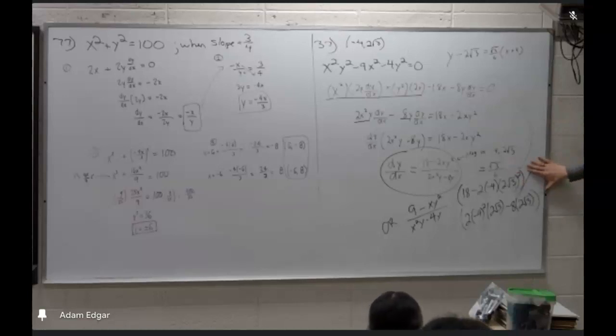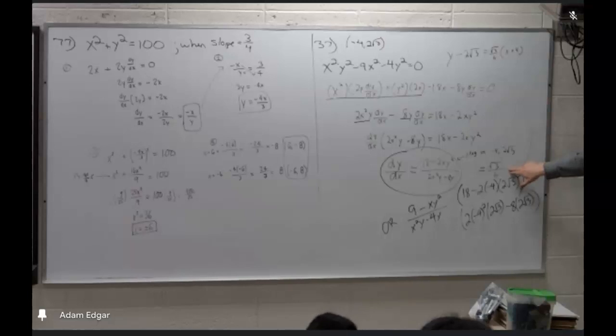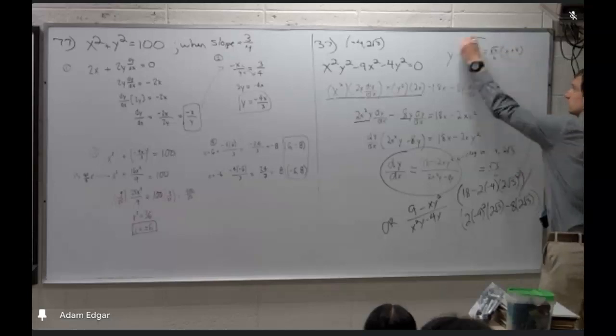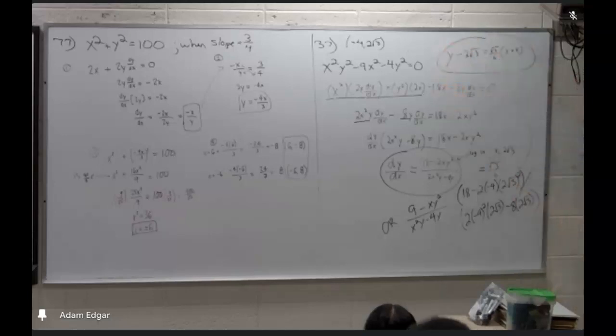Once you got that, what does that tell you? The slope, and we want the equation of the tangent line. Put the slope with the point of tangency, and you've got your tangent line equation. Done. Any follow-up comments on 37?